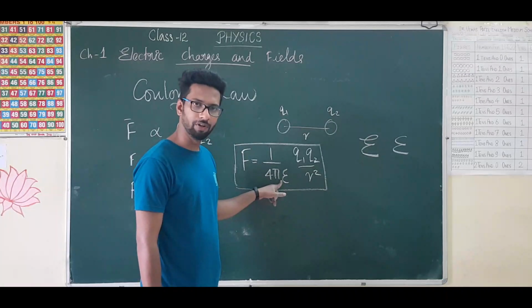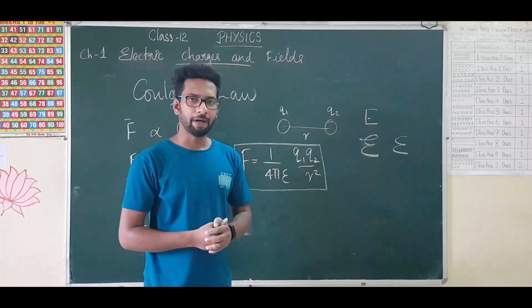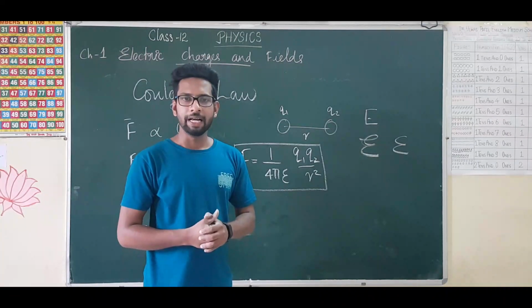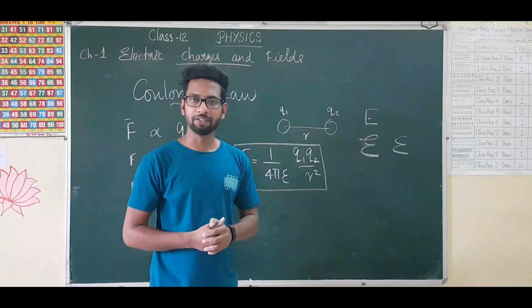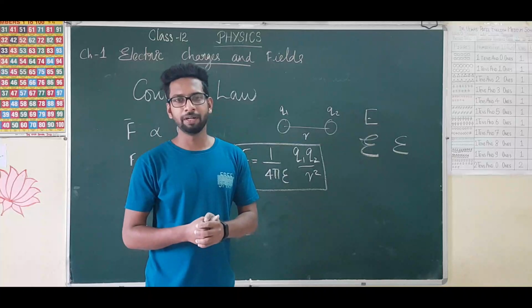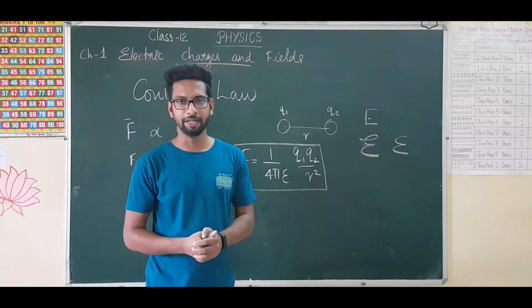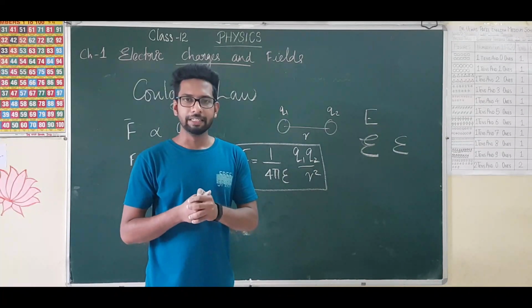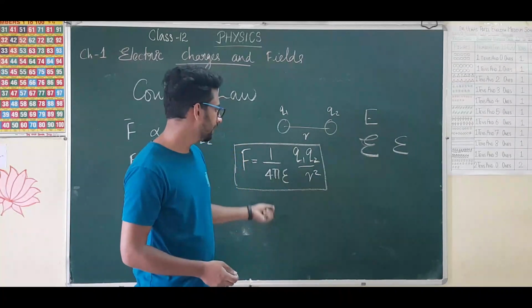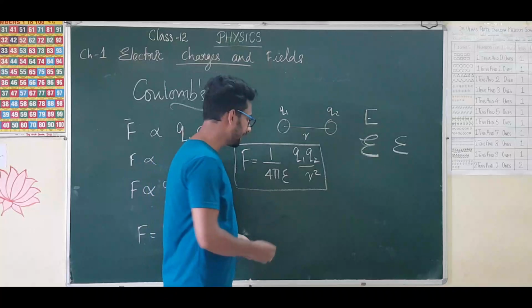Here the new symbol epsilon is called the permittivity of the medium. The permittivity of a medium, epsilon, determines the electric force between the two charges placed in that medium. What do you mean by permittivity of a medium? Permittivity of a medium is a property of that medium which determines the electric force between two charges placed in that medium. See here, we can replace this epsilon by epsilon 0.